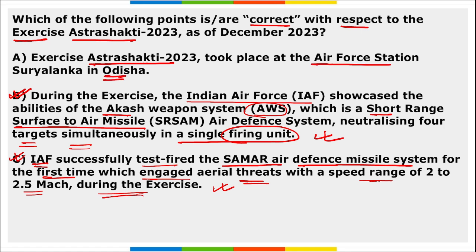So is it correct? So remember, no. Where was this exercise? This was in Andhra Pradesh, right? This Air Force Station, Surya Lanka, where is this? This is in Andhra Pradesh. Now this option becomes right.